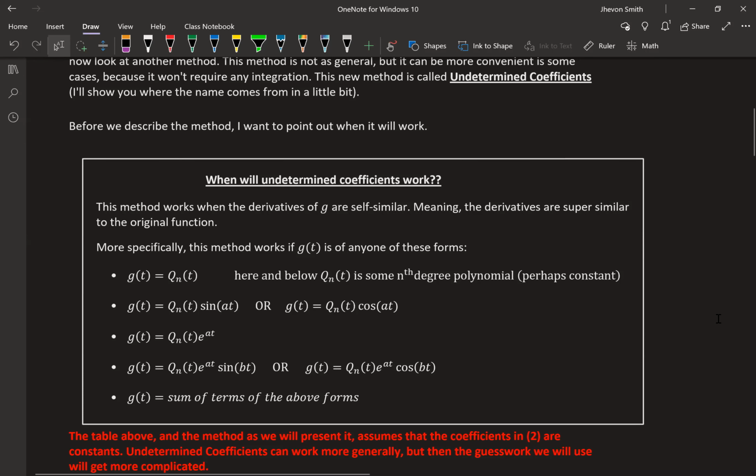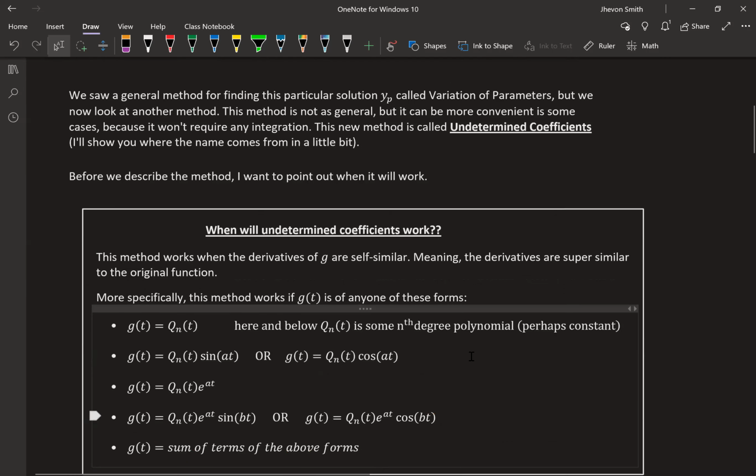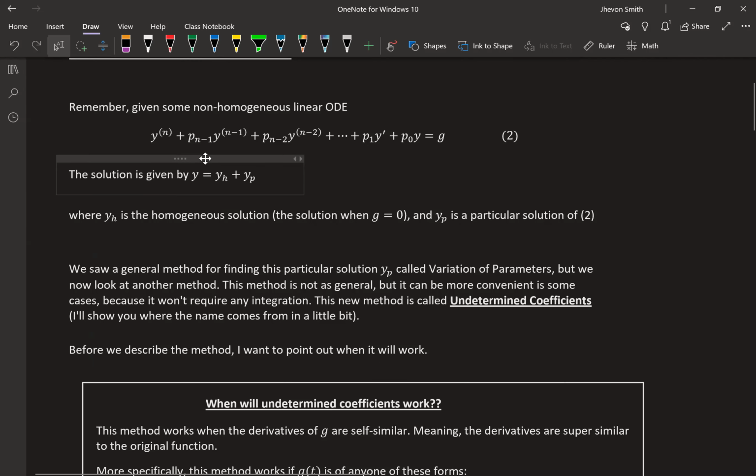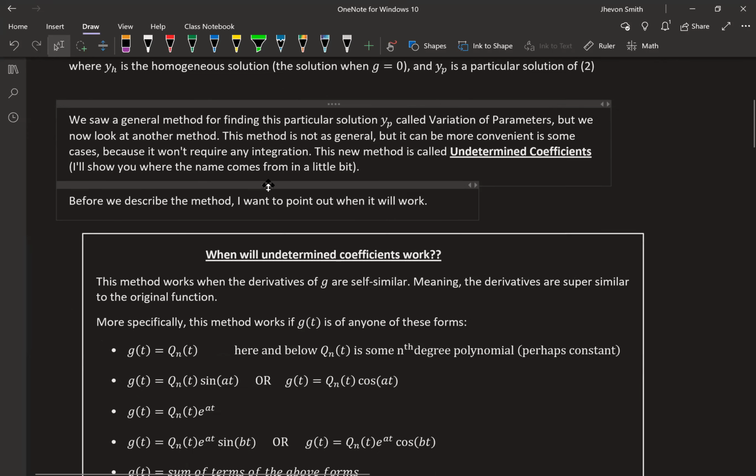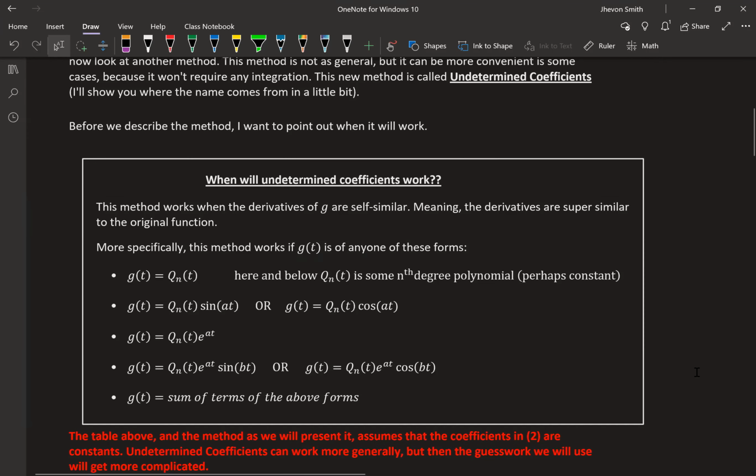Undetermined coefficients involves a little bit of guesswork on the front end, and this is required for your guesswork to actually be accurate. And it's much harder if the coefficients are not constants. So I'm only going to ask you to use undetermined coefficients, if ever, in a situation where you have constant coefficients on your linear differential equation, and your G, the right side, is a function of one of these types specifically. So it doesn't work in general.